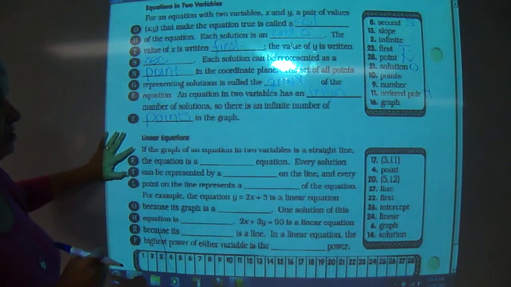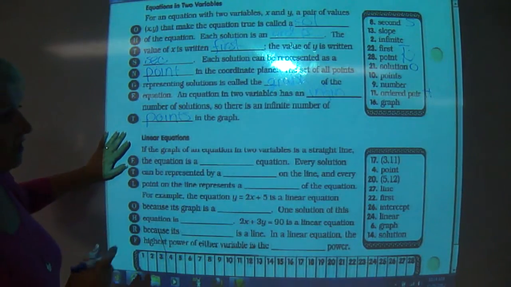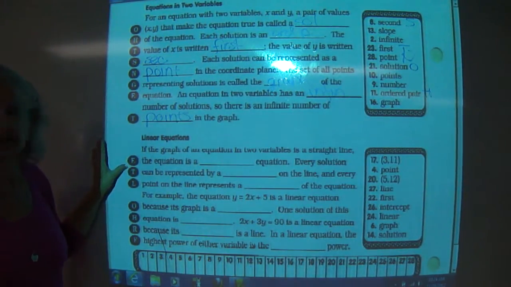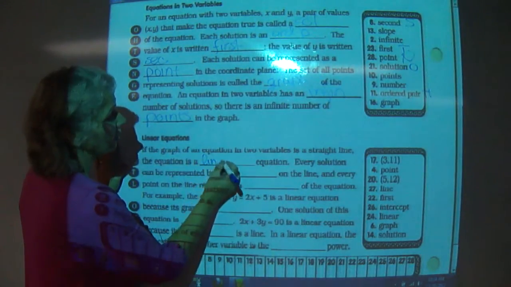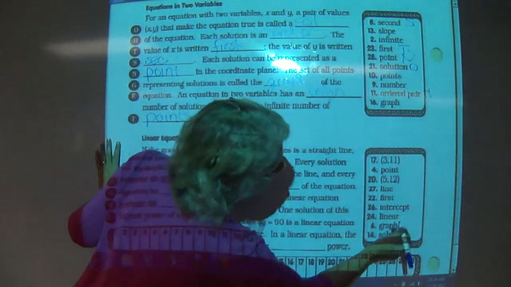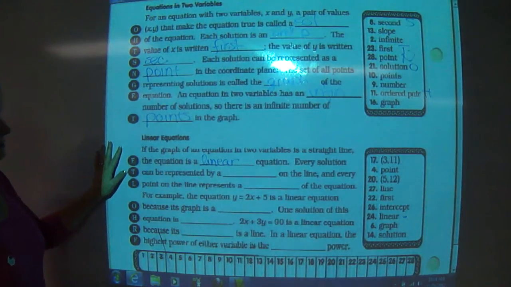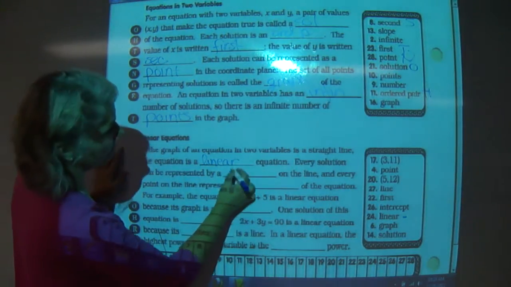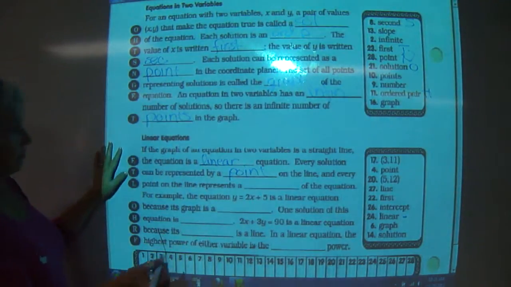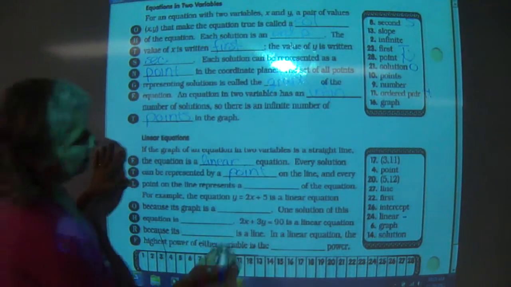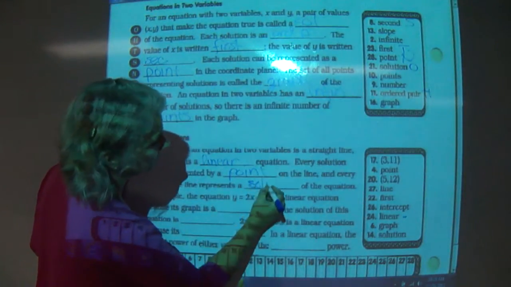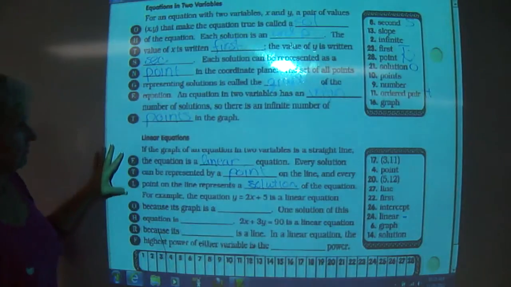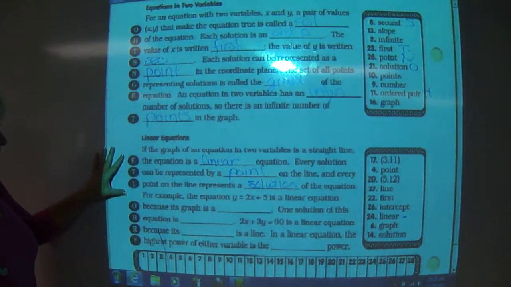If the graph of an equation in two variables is a straight line, the equation is a straight line. So what would it be? Linear. That's what straight line is, linear. Every solution can be represented by a point on the line, and every point on the line represents a solution of the equation. For example, the equation y equals 2x plus 5 is a linear equation because its graph is a line.